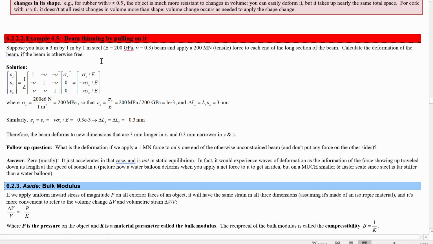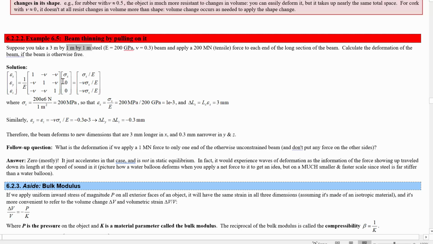So we need to figure out what the stress is. And the stress is going to be this force divided by the area of that face. Now, conveniently, the area of the face is a 1 by 1 square. That's the y and z dimensions. That would be the area of the plus or minus x face. So the stress would be 200 megapascals, because we'll just divide this 200 meganewtons by 1 square meter. So it ends up being 200 megapascals.